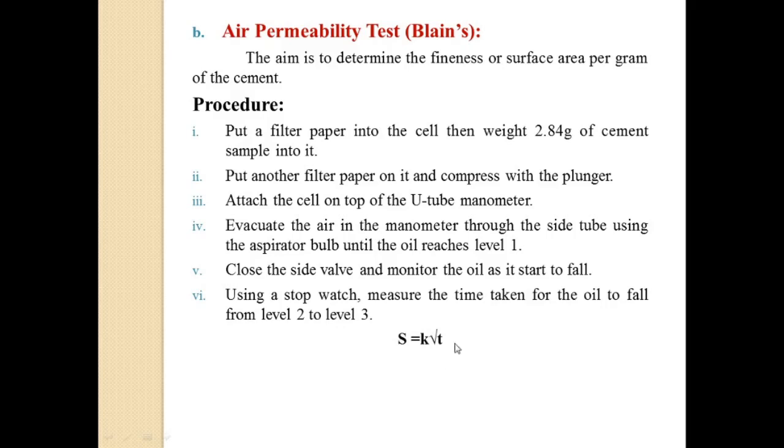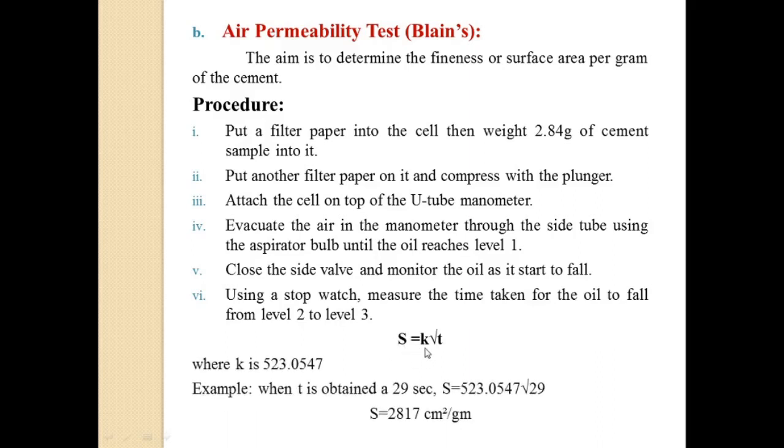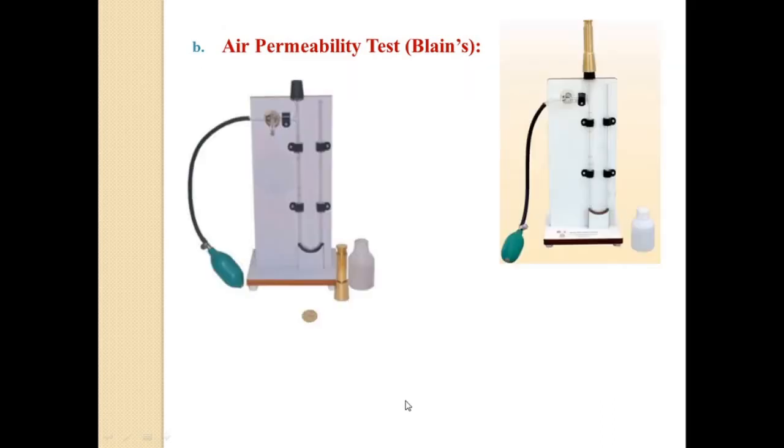Then using the formula for specific surface area, S is equal to K root T, you can find the specific surface area, where K is the apparatus constant, which is calculated using standard cement. Suppose we take this value as 523.0547 and the T we measured is 29 seconds. Then the specific surface area of that cement is 2817 centimeter square per gram. Okay, so let us see again what we discussed now.